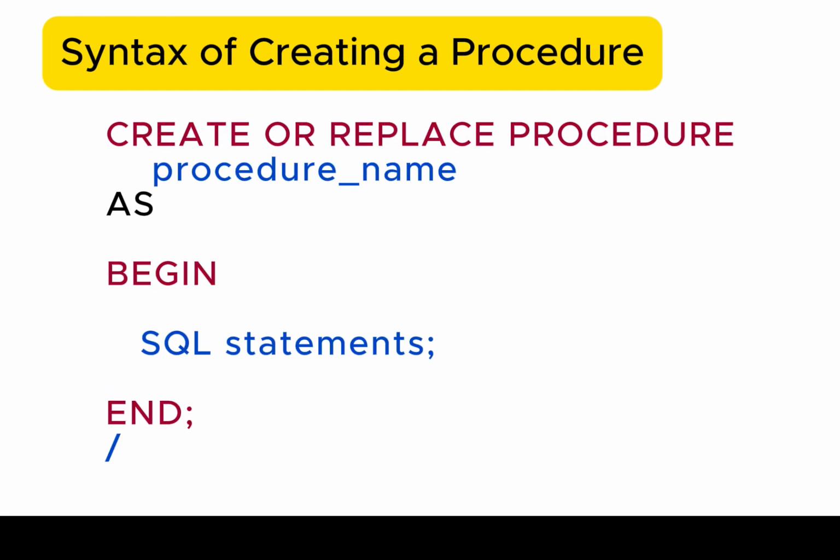Now I will show you the general syntax. Just look at it calmly. Let me explain line by line. Create or replace procedure. This creates a new procedure or updates an existing one. Procedure name, any valid name you choose. As indicates the start of the procedure body. Begin, start of executable code. End, end of procedure. Slash, tells Oracle to run and store the procedure. You don't need to remember this in one go. With practice, it will become natural.